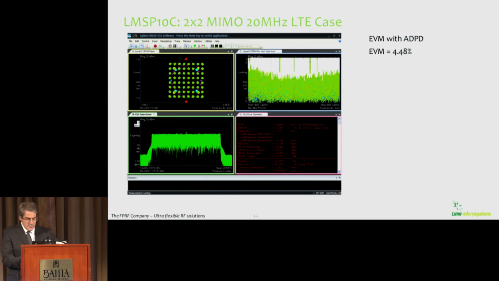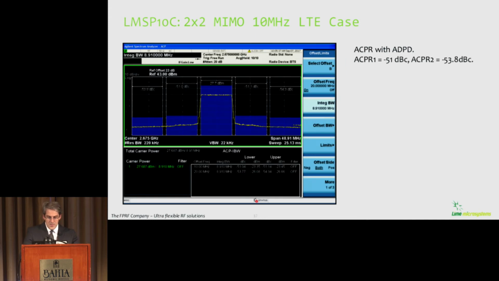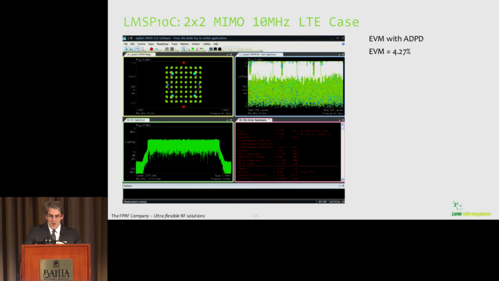In the other case, we used a different signal, but the same power amplifier. Signal was now 10 megahertz LTE, and in that case, with ADPD, ACPR was lowered to minus 51 dBc. Also, EVM is also improved.